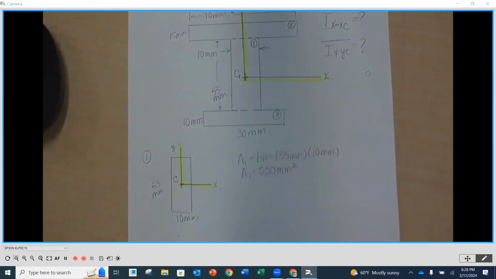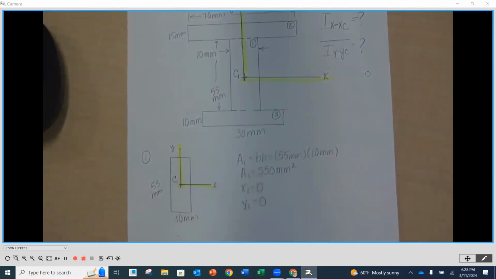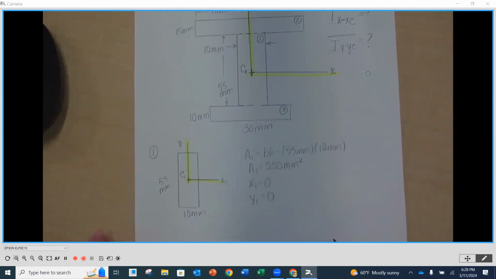Now, I also need an X and a Y for this shape, right? X1 and Y1. Because the centroid is going right through the reference axis, and I strategically put it there, my X1 and my Y1 are both 0. There's no offset from that reference axis, which is going right through the centroid of shape number 1. As long as I'm here, why don't we just calculate our moments of inertia about the centroidal axes, about the X and the Y, of this simple shape?